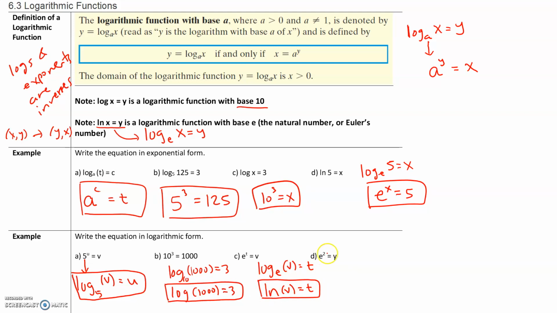Okay, lastly, we have e squared equals y, so we have log base e of y equals 2. The base of the exponent is the base of the log, and the 2 and the y, they switch sides. Now log base e is equal to natural log, so we have the natural log of y equals 2. So for both of these, remember that the base stays the same, and then these two, they reverse sides.